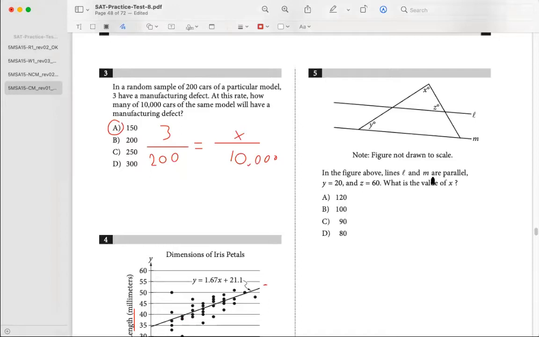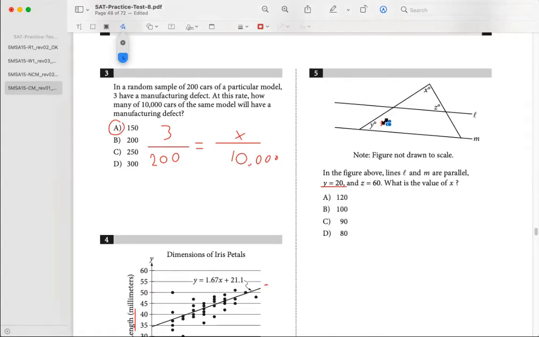In the figure above, lines L and M are parallel. Y equals 20. z equals 60. So what is x? All right, so this is 20, so that means this would be 20. Yeah, okay, that one's 20, and then if that one's 20, this one's also 20 because of vertical angles. So 20 plus 60 is 80, and then 180 minus 80 should get you 100. So it should be B.